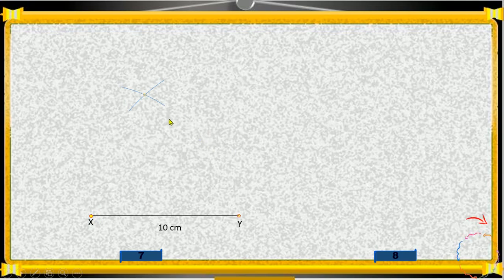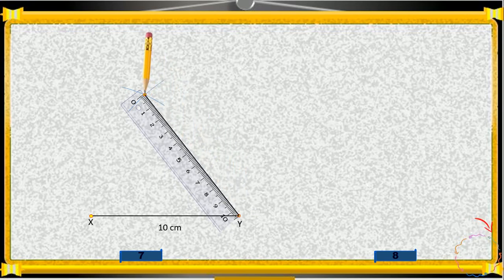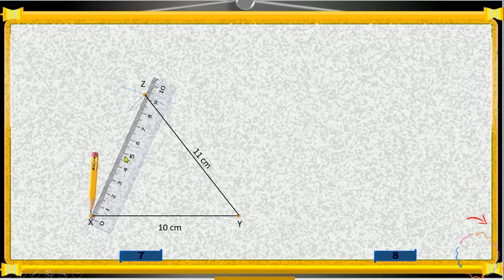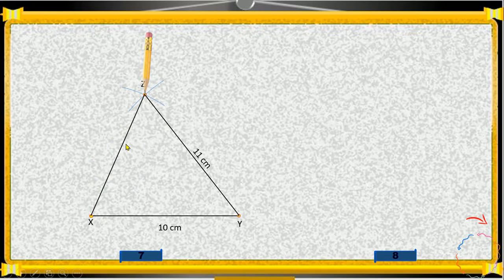So now we are going to join this point to this point, that means from Y to this point. Placing our ruler, we join. That's Z, 11 centimeters. Then we are going to join this to give us 9 centimeters. We place our ruler and we draw. So that will give us 9 centimeters.